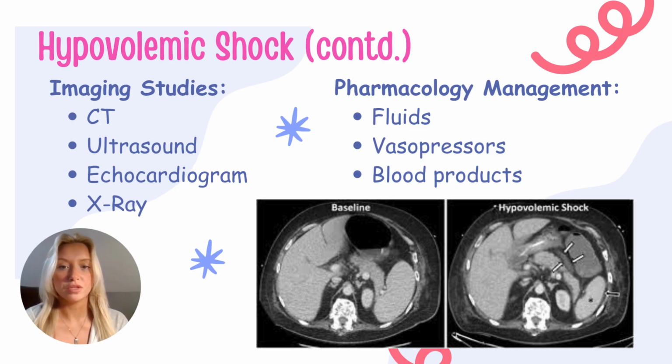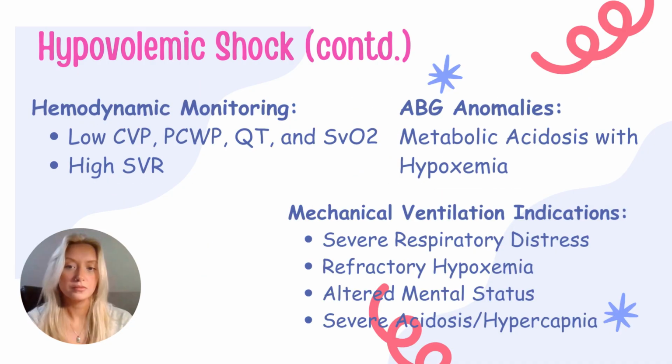Pharmacology management with hypovolemic shock is going to focus on restoring blood pressure and improving tissue perfusion. Fluids are extremely important in hypovolemic shock patients because, as we talked about before, hypovolemic shock is due to fluid or blood loss, so administering those fluids immediately is extremely important. Vasopressors, so that could be epinephrine, anything like that, are going to help support that blood pressure. And then finally, blood products or blood transfusions to restore blood loss.